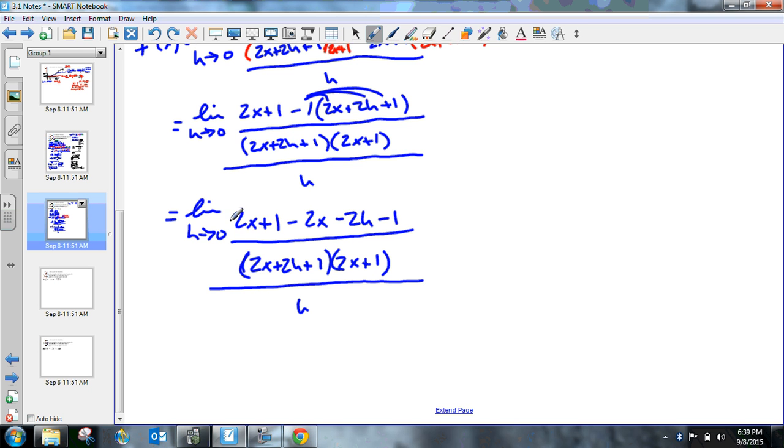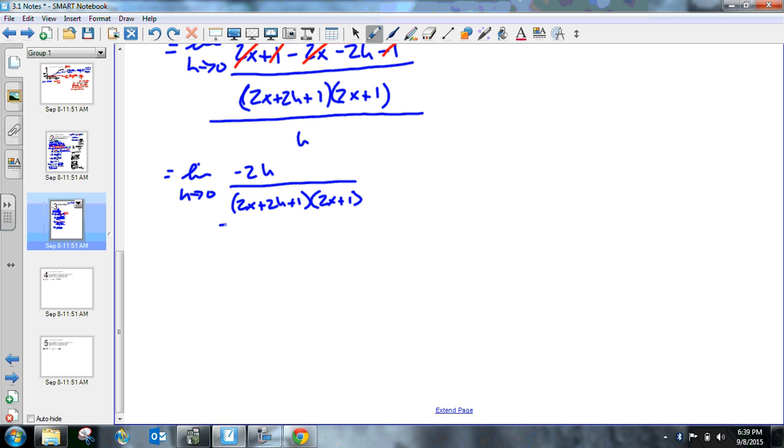So let's think about what we can do up here in my numerator. I can get rid of the 2x minus 2x. That goes to 0. I have positive 1 and negative 1. Those also go to 0. So I'm just left with negative 2h. Let me rewrite this, and we get the limit as h approaches 0 of negative 2h divided by the product 2x plus 2h plus 1 times 2x plus 1. Now here's the step that we need to be okay with. And this means that we're dividing by h.